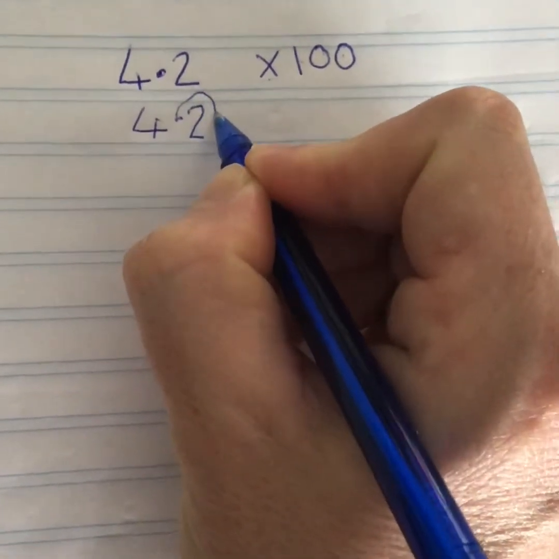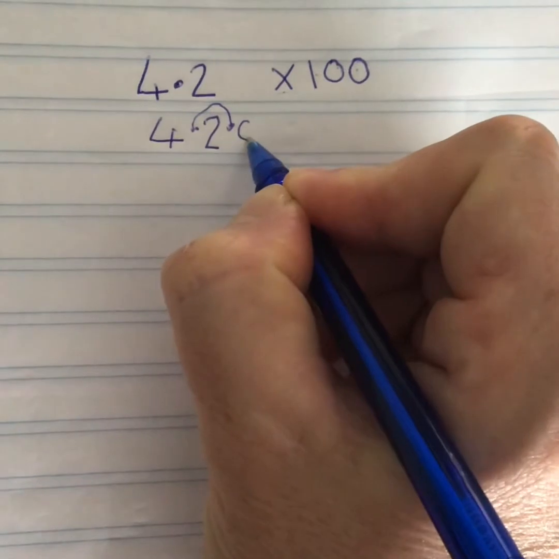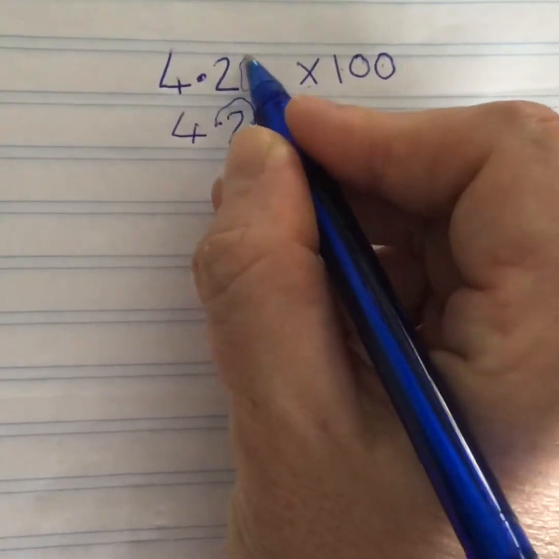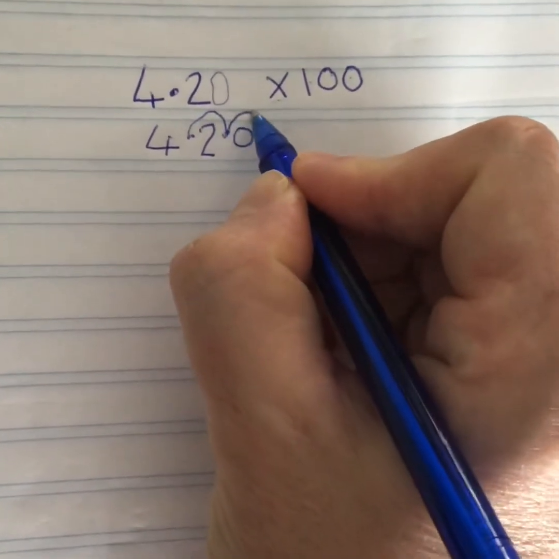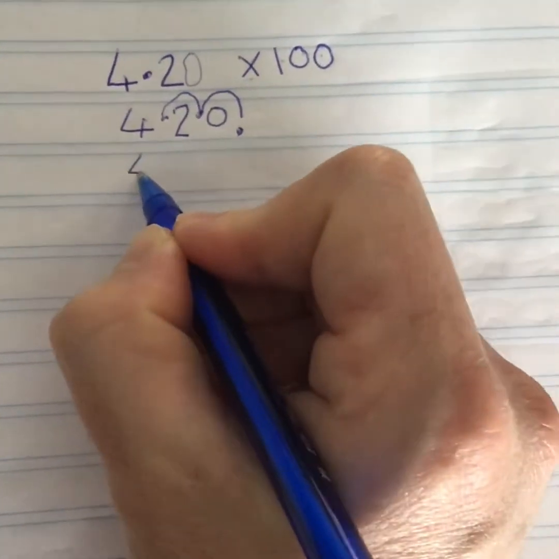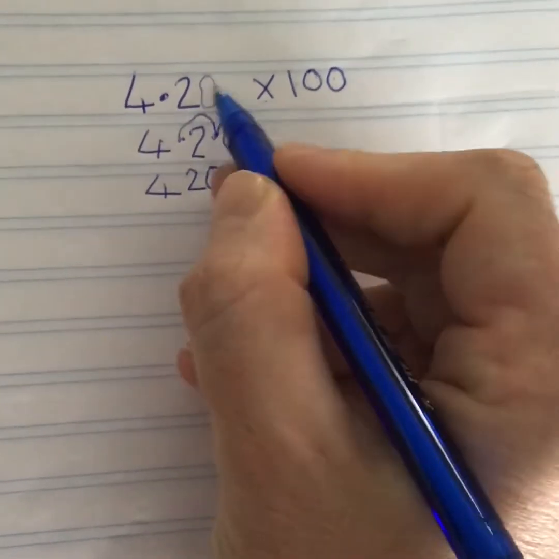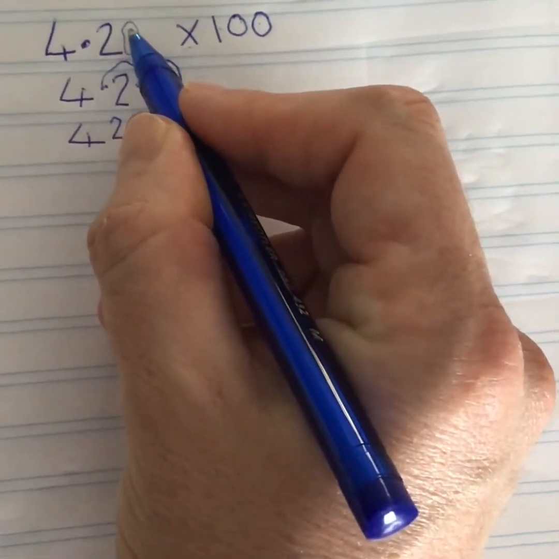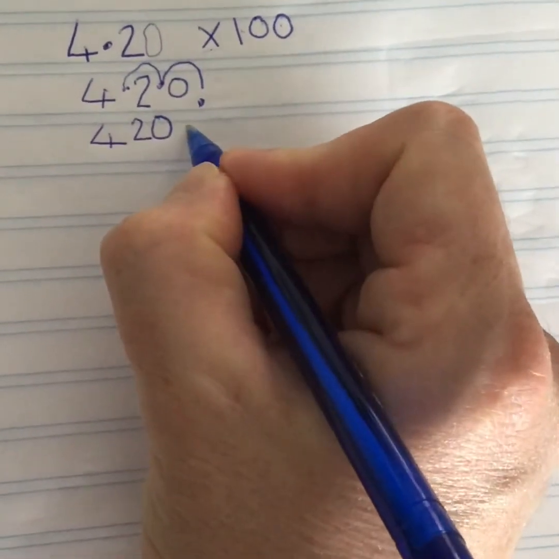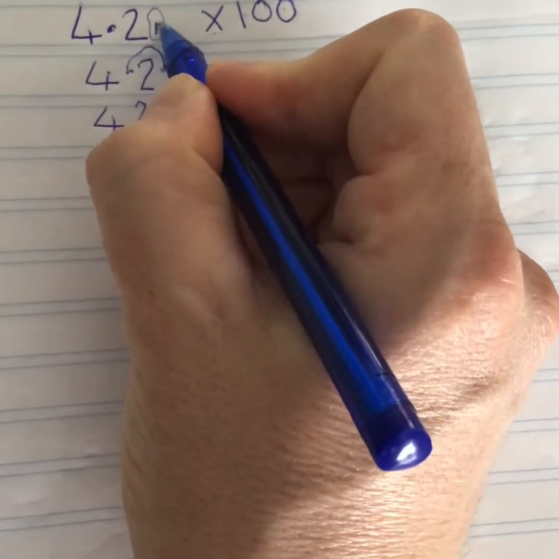So that's once. And now the 0, the invisible 0 that we didn't put here, appears now and it goes there. So the final answer is 420. So if we have 4.2 meters, that's the same as saying 420 centimeters.